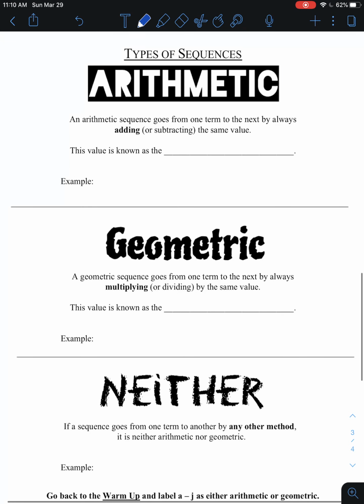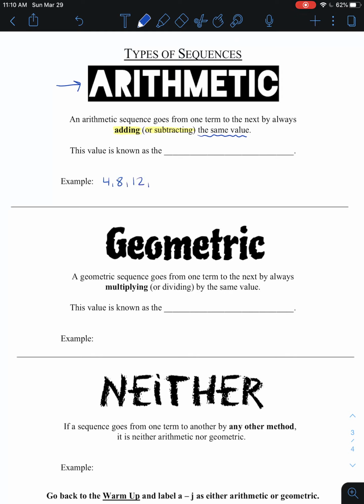Okay. So we have different types of sequences we're going to study this year, and there are 2 main types. And if we think back to the warm-up, there were really 2 different types of patterns we saw. We saw patterns that were formed by adding, and we saw patterns that were formed by multiplying. So we're going to give them names. So a sequence that is formed when you're adding or subtracting, really, because when we said subtracting, we also said that could have been adding a negative. But when we're adding or subtracting the same value over and over again, we're going to call that an arithmetic sequence.